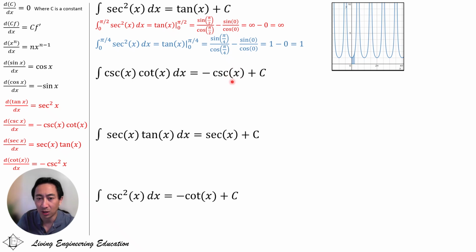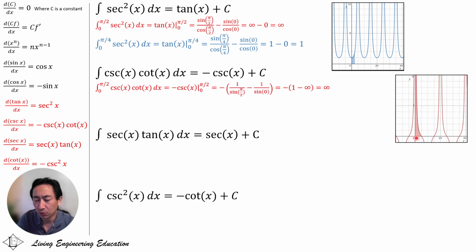We could take a look, same thing here. Go start from 0 to pi over 2. We see that we have an infinite area again. This time it's coming from your lower limit, right? So cosecant, remember cosecant is 1 over sine, so I get negative the quantity of 1 over sine pi over 2. Sine pi over 2 is equal to 1, so that's why this upper limit gives me 1 here. Minus 1 over sine at 0.